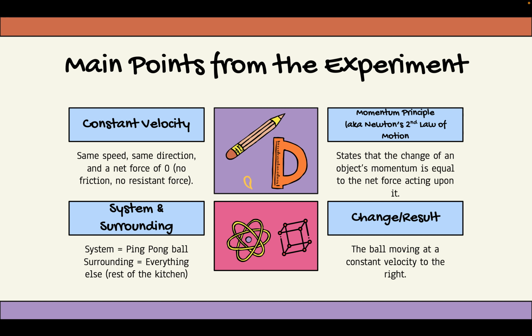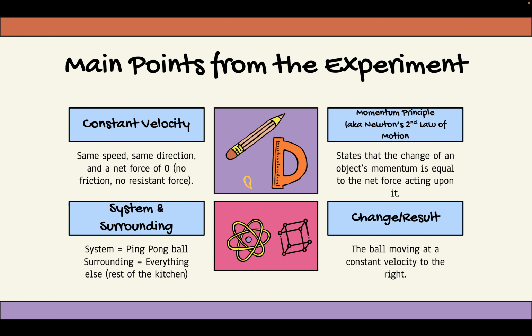The first states that an object at rest or in motion will stay at rest or in motion unless acted upon by an outside force. And the second states that the motion of an object is directly proportional to the magnitude of any of the forces applied to it. We also know that an object is in constant velocity when it has the same speed, goes in the same direction, and has a net force of 0.